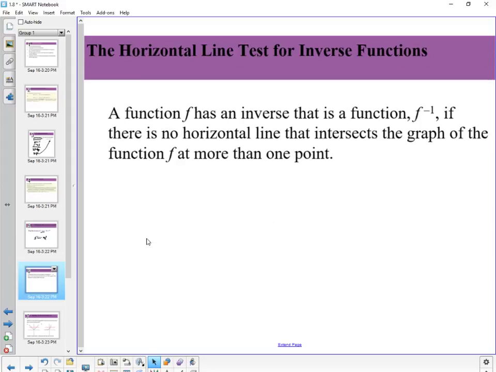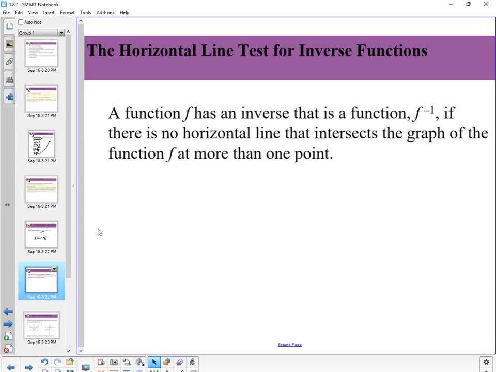The horizontal line test for inverse functions. If a line can pass the horizontal line test, then it has an inverse. Simple enough? You remember the vertical line test, right? What was it? It determines if it's a function. You can't cross two y's on the same x.